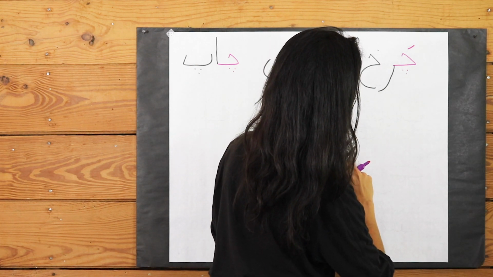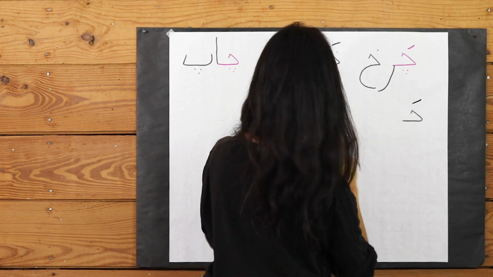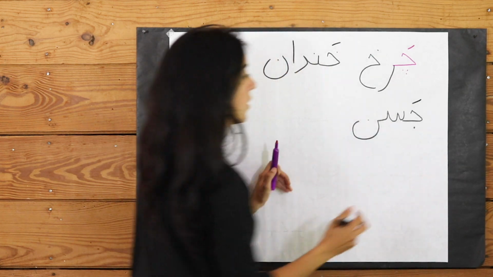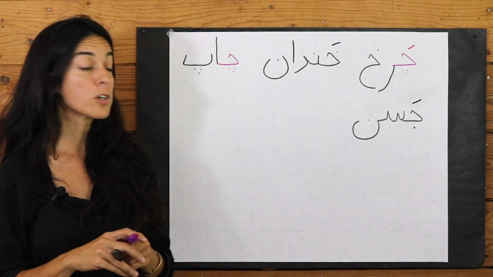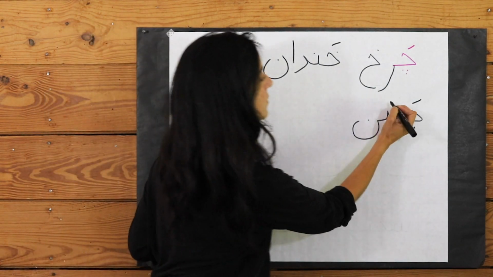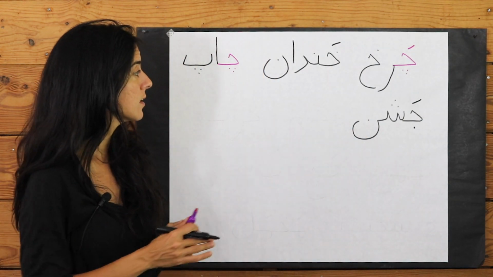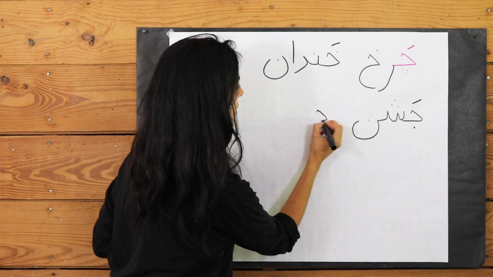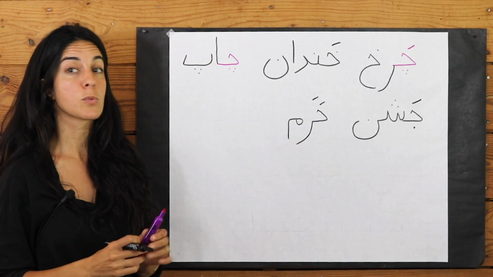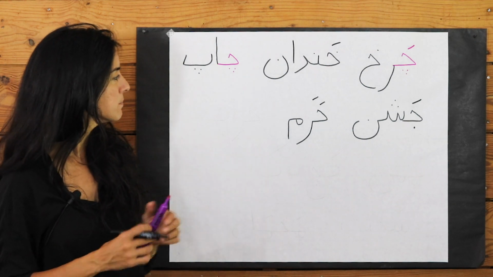Okay, another one of these letters that we've learned, and that is 1 dot below, becomes, I forgot this dot too, Jashn, which means party. Jashn. No dots. This word is haram. Haram, which is a sin. Haram.